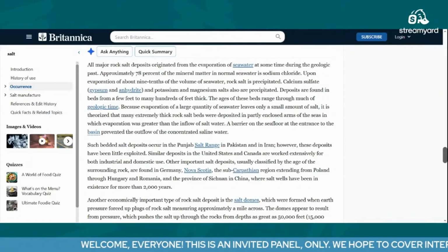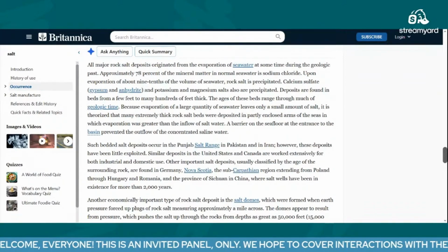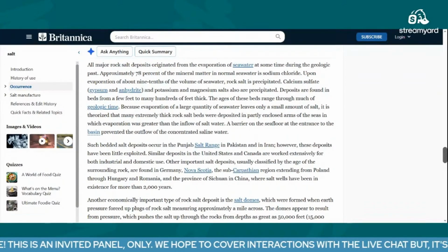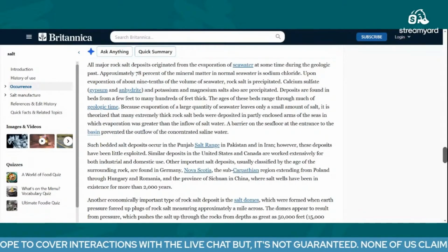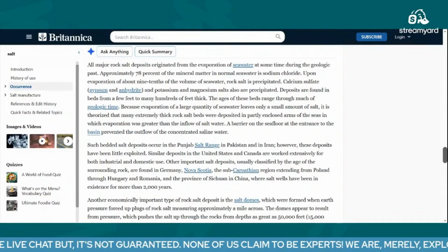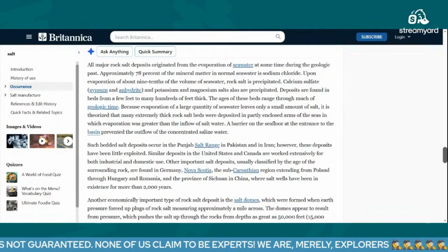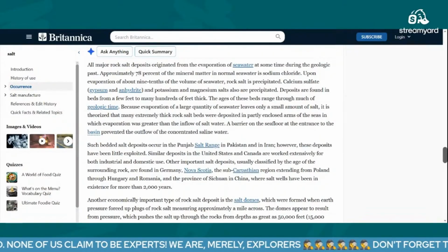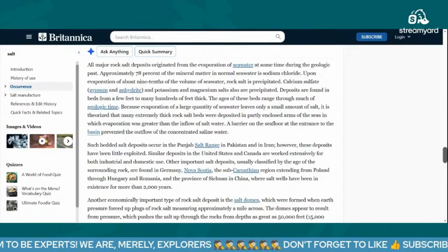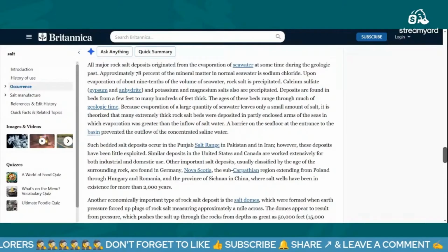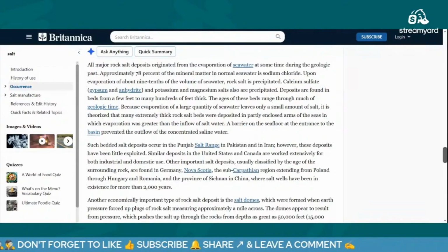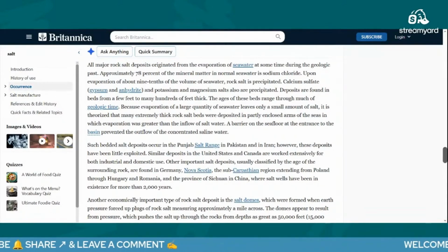Approximately 78% of the mineral matter in normal seawater is sodium chloride. Upon evaporation of about 9/10 of the volume of seawater, rock salt is precipitated. Calcium sulfate, gypsum and anhydrite, and potassium and magnesium salts also are precipitated. Deposits are found in beds from a few feet to many hundreds of feet thick. The ages of these beds range through much of geologic time.